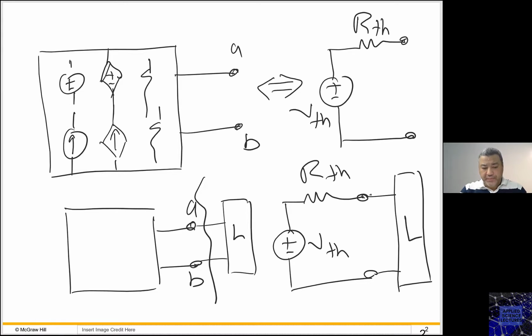If we have a load connected to the circuit that I need to simplify, I need first to disconnect this load, put it aside, find the equivalent circuit, and after I find the equivalent circuit, I put the load back. Sometimes the load is already disconnected from the circuit, so I can right away start finding the Thevenin equivalent circuit. But if I have the load connected to my circuit, I need to disconnect the load, simplify the circuit, and then put back the load.